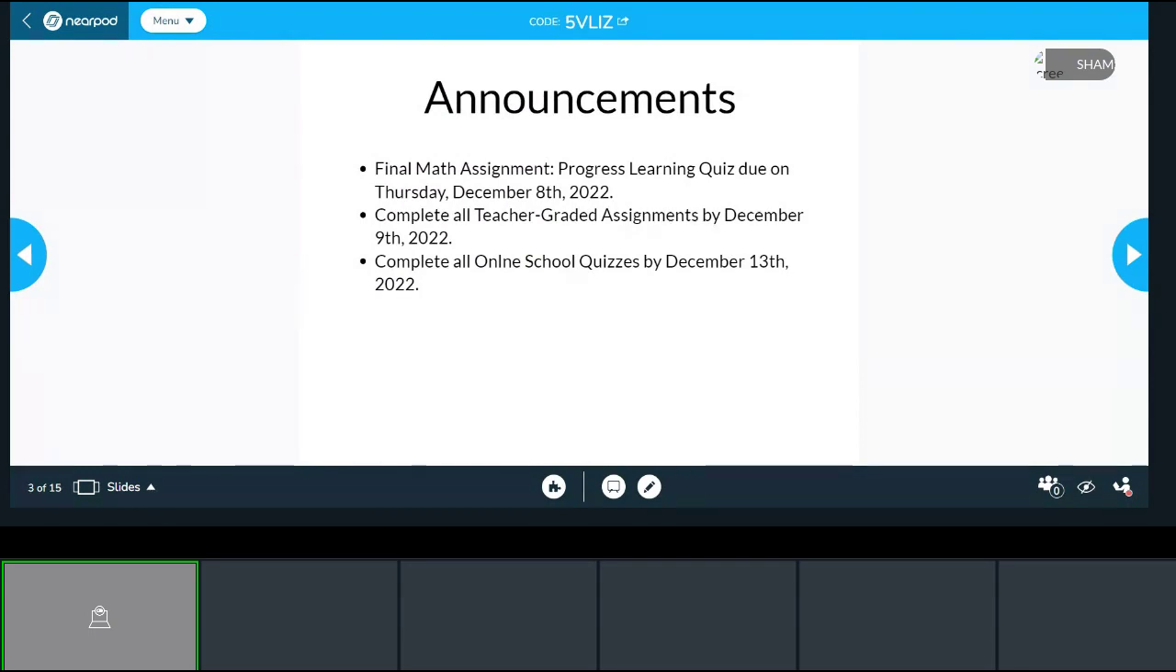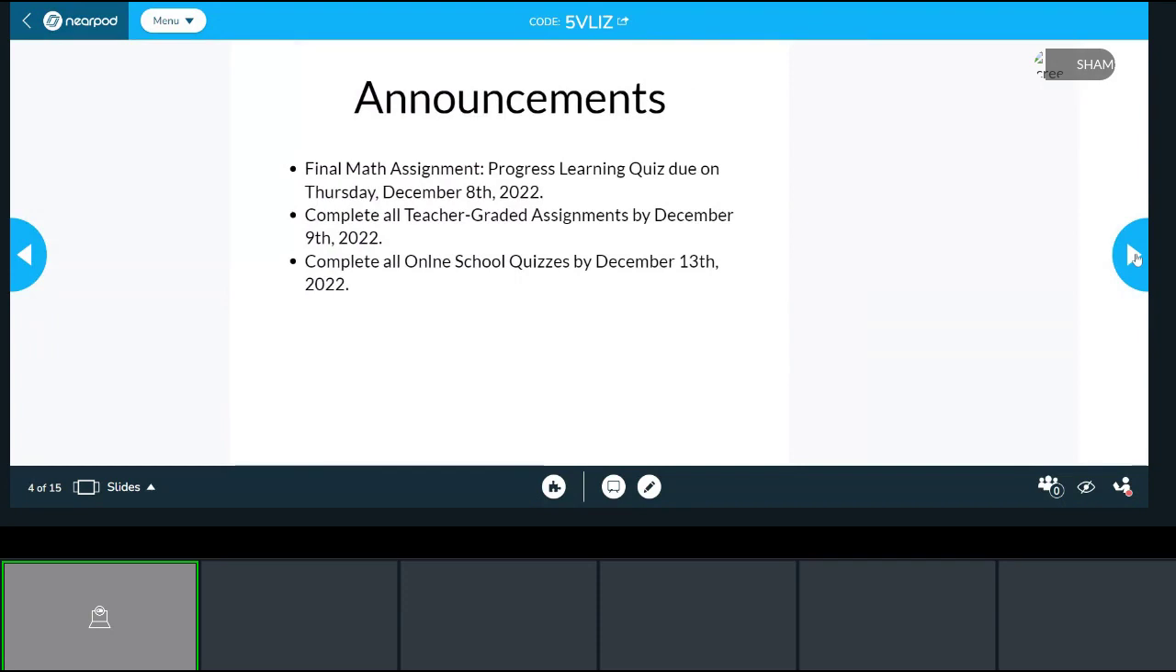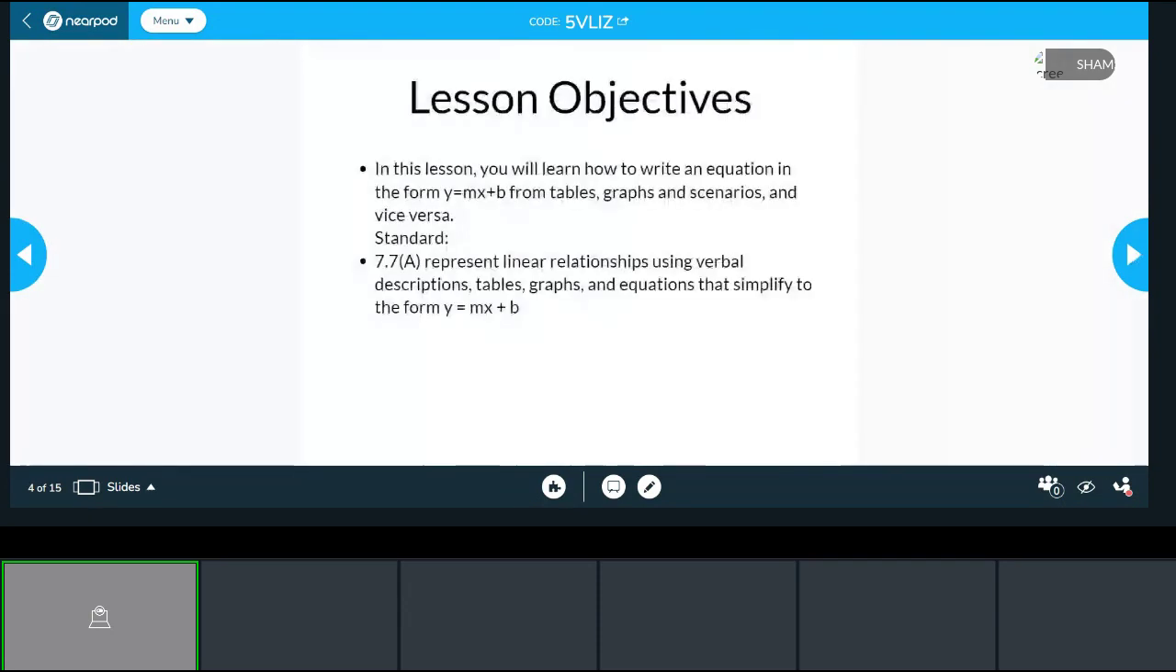Secondly, you want to complete all teacher graded assignments by December 9th, 2022. That is this Friday. Teacher graded assignments make up your TFAR assessments, progress learning quizzes, and these kinds of things. You want to make sure you complete all your online quizzes by December 13th. After this date, the quizzes will lock and you will not have access to them any longer.